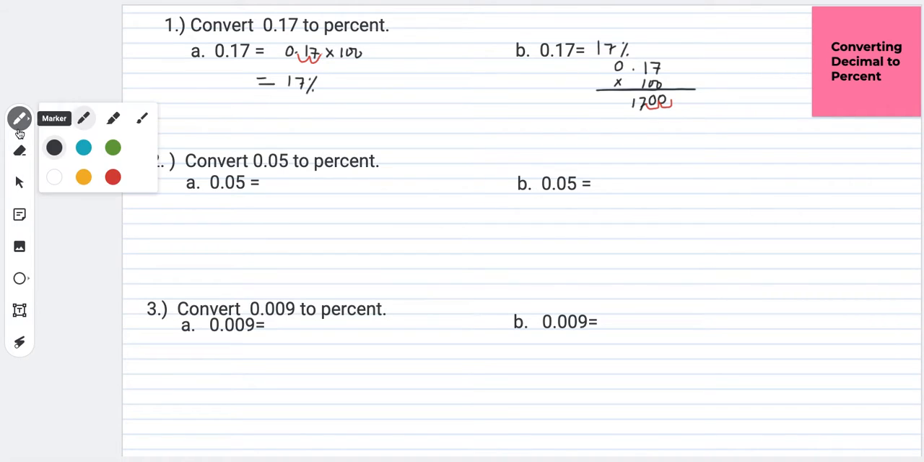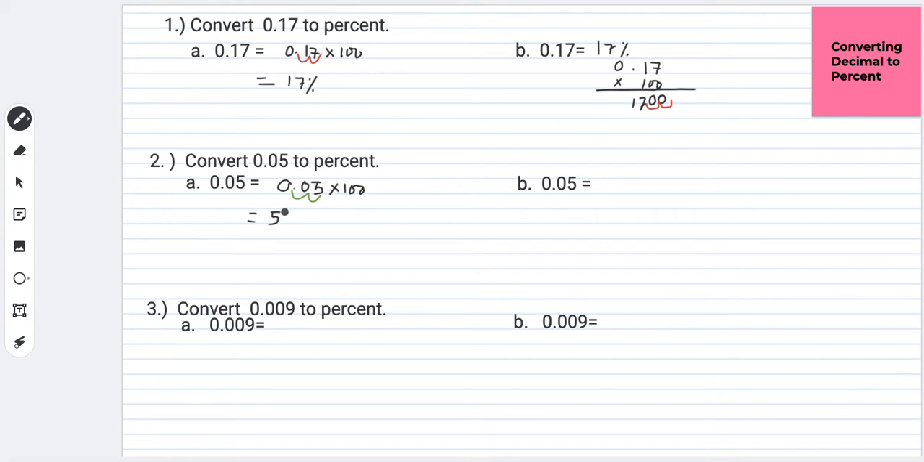Now we have to do the same in example number 2. First, we have to copy the number to be converted to percent, 0.5. Multiply this one by 100, and in multiplying 0.5 by 100 again, we have to move the decimal point twice. 1, 2, and our answer now is 5, and next the percent sign.